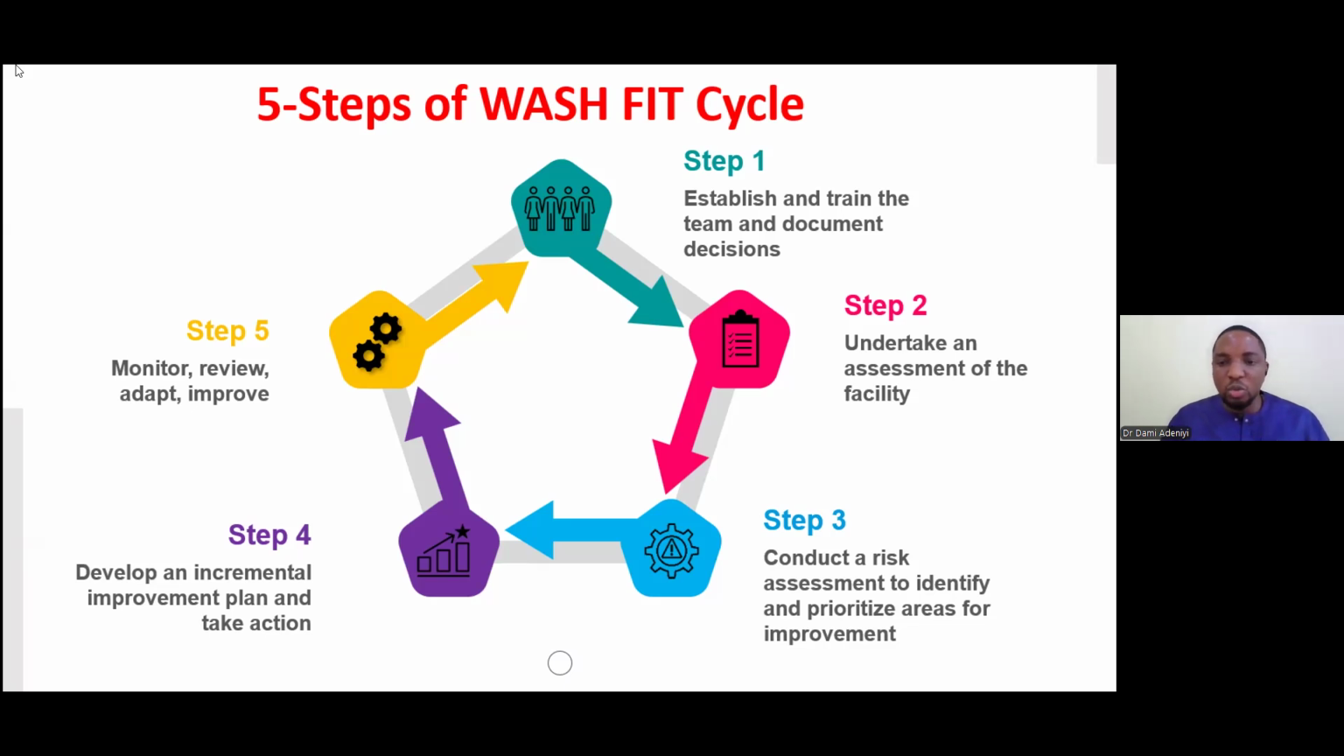You have to be able to do a risk assessment to prioritize what you consider as high risk, medium or intermediate, and then low risk. And by extension, usually you have to focus on the high risk areas for improvement. Step 4 would involve developing an improvement plan, after you've prioritized, and taking action. While step 5 entails the monitoring and review of the process and then improving on whatever accomplishments you've made within the first cycle.